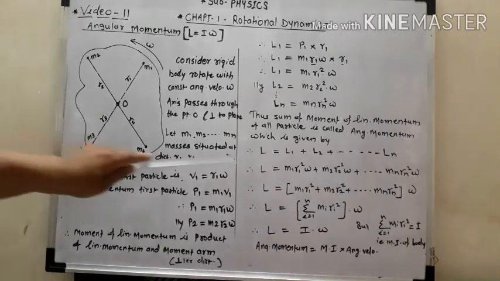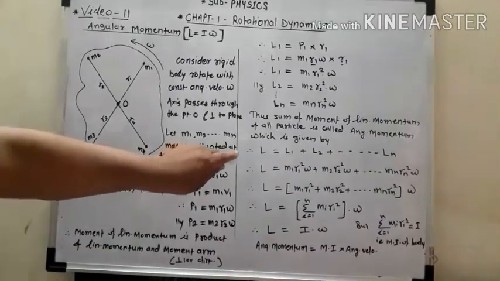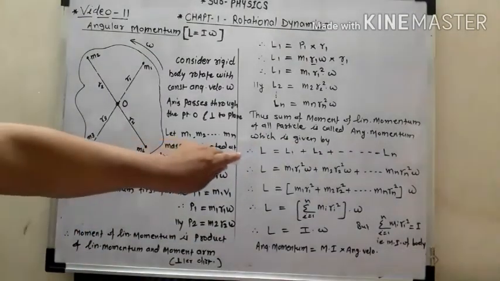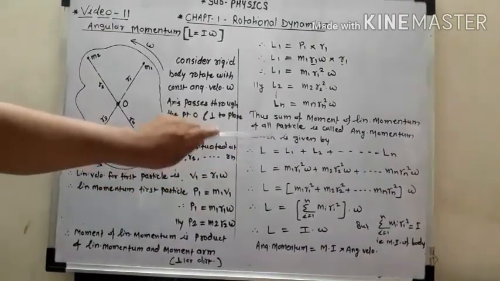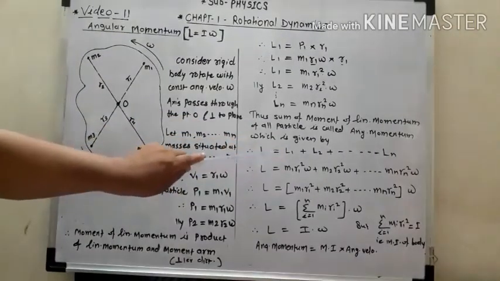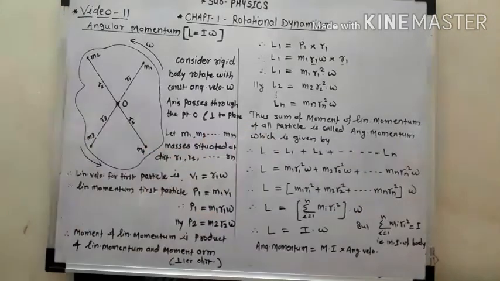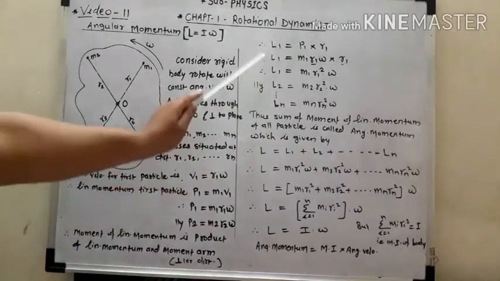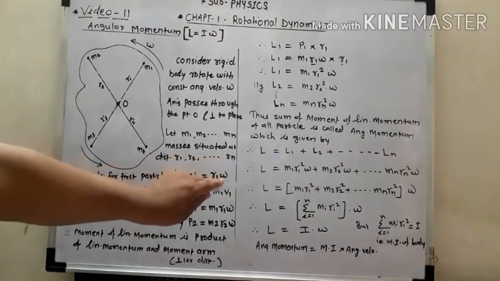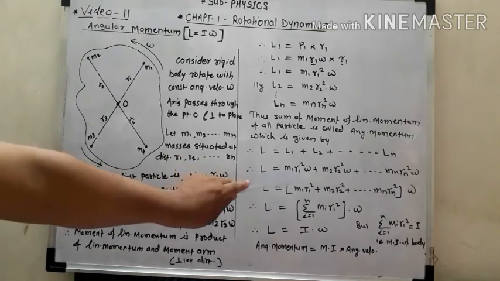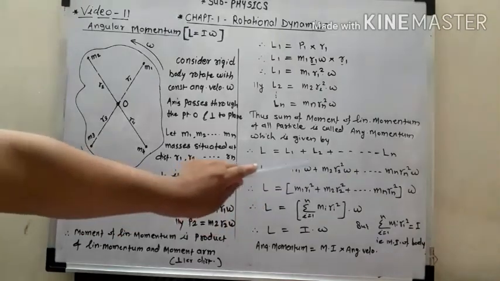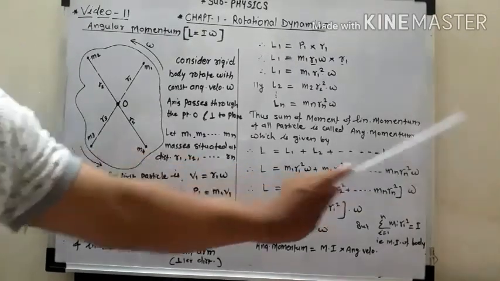Therefore, we can write capital L is equal to L1 plus L2 plus up to Ln. This is the angular momentum, the sum of the moment of linear momentum of all the particles. Substituting these values of L1, L2 and Ln, we get L is equal to M1 R1 square omega, plus M2 R2 square omega, plus up to Mn Rn square omega.